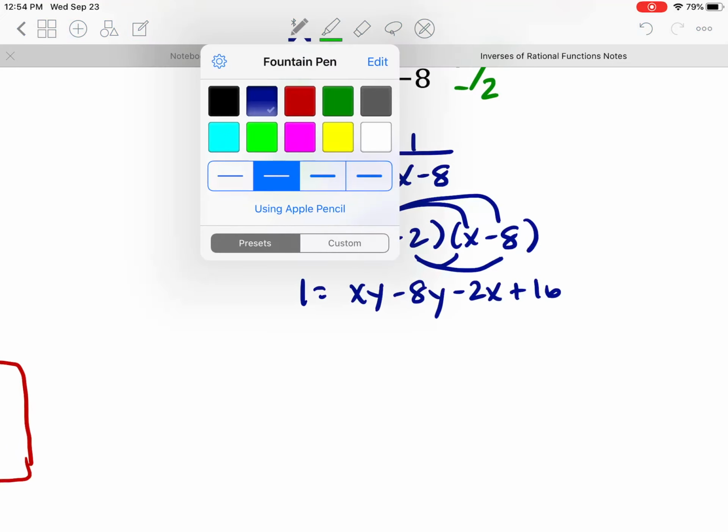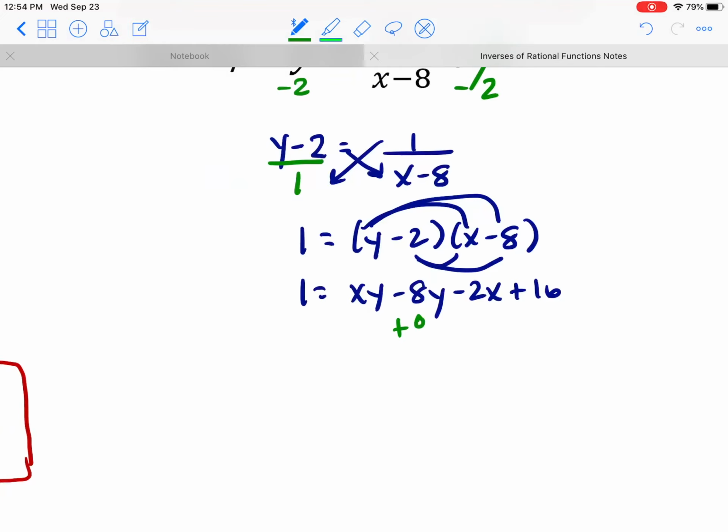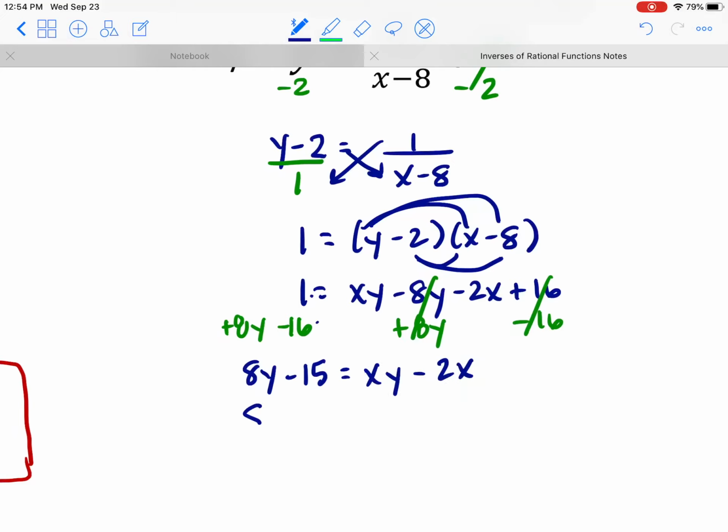Just like the last one, I want to move over the terms that don't have x's. So I'm going to add the 8y and subtract the 16. Subtract the 16 and add the 8y. Cancels them from this side. So I have 8y, and then when I combine these, I have negative 15 left. And on the other side, I can factor out the x from the xy and the negative 2x. So 8y minus 15 is going to equal x times y minus 2.